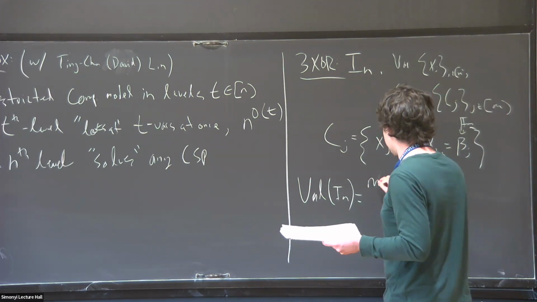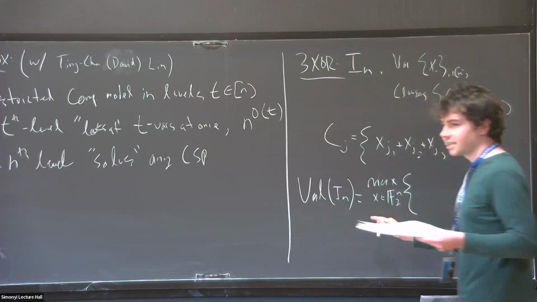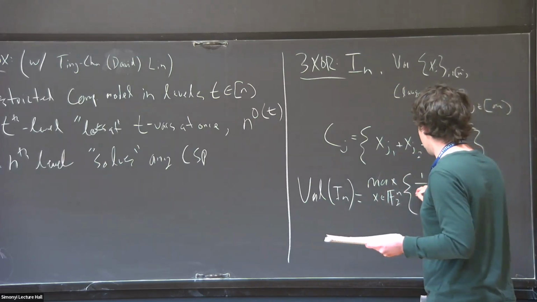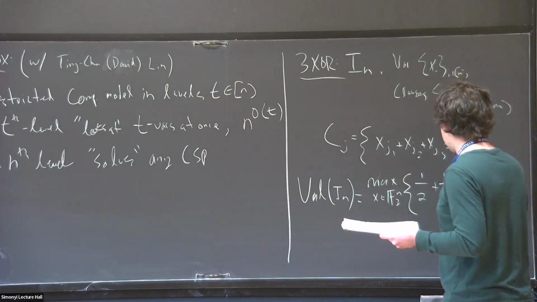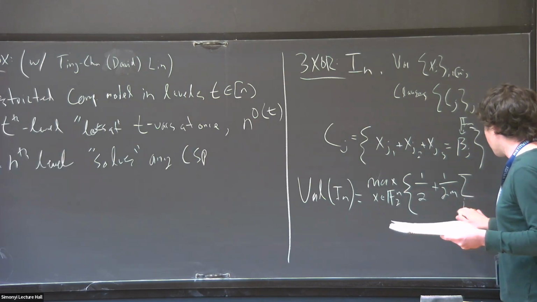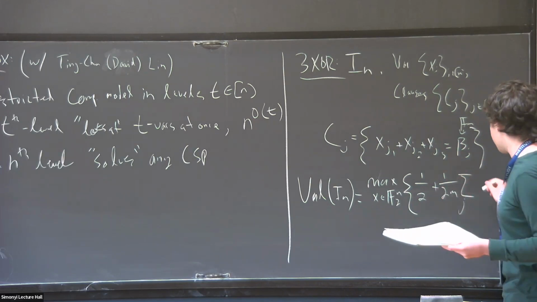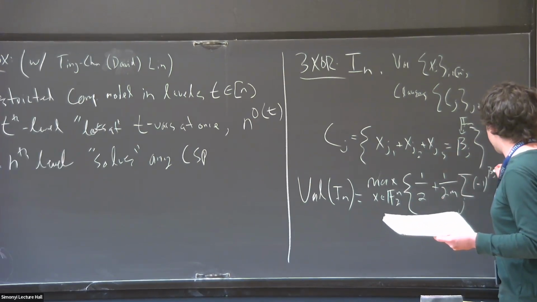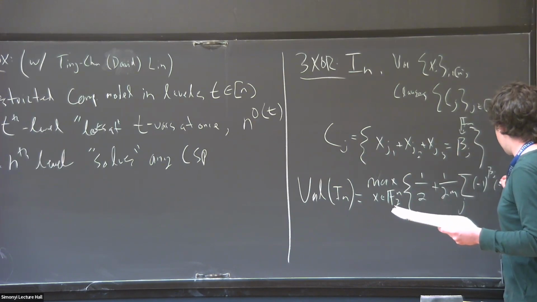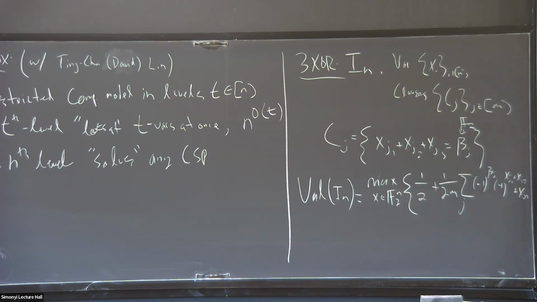This is the maximum over assignments in the cube. There are a couple ways to write this, but we'll write it like this: half, 1 over 2m, sum over the clauses of just some term that is 1 if the clause is satisfied and -1 if the clause isn't satisfied. Right? And this is (-1)^beta j, and then (-1)^(xj1 plus xj2 plus xj3). Sorry for running out of room there. That's all of the exponent, right? Just 1 if it's satisfied and -1 if it's not satisfied.